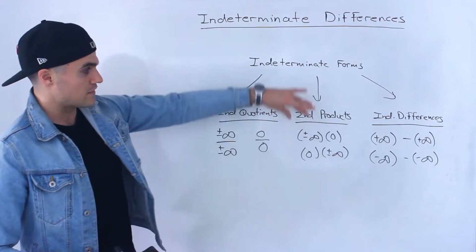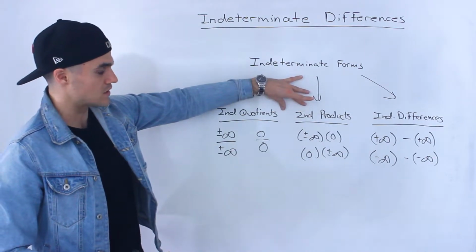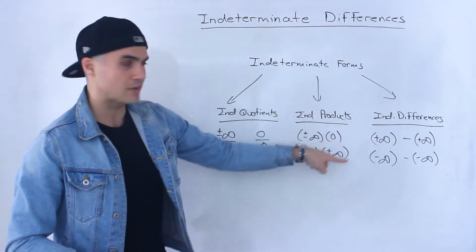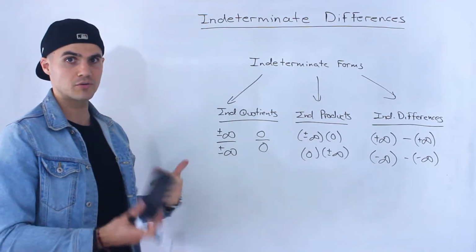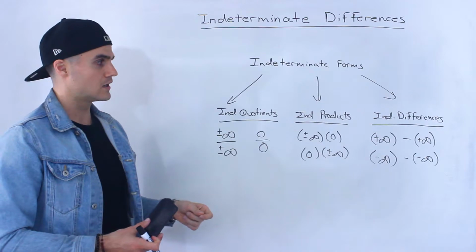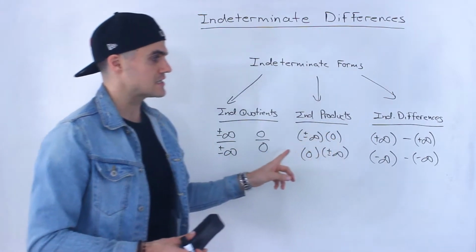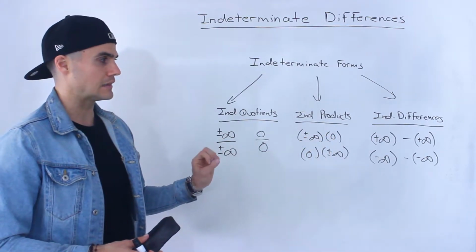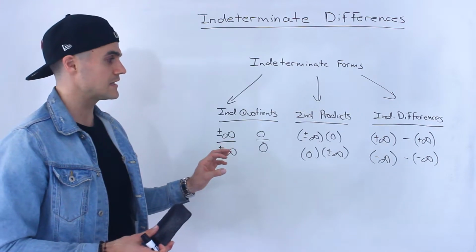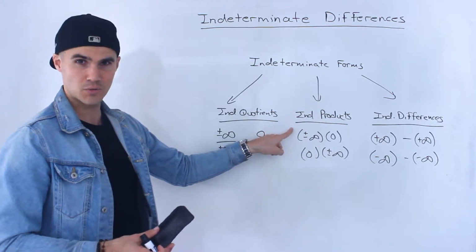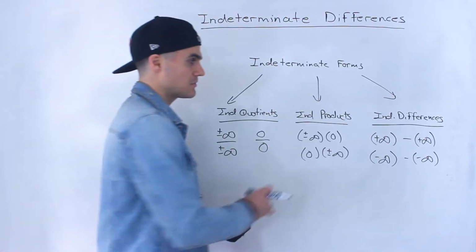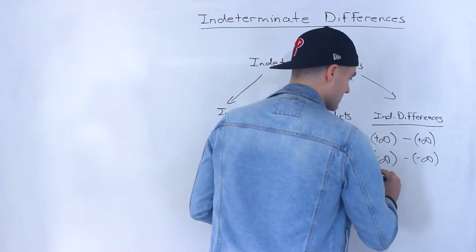Now, if you remember with indeterminate products, what we did was manipulate them into indeterminate quotients, and then we were able to apply L'Hopital's rule. With indeterminate differences, it's going to be a little bit trickier. There's not going to be as much of a pattern as there was with indeterminate products. There are actually three main ways to deal with these.